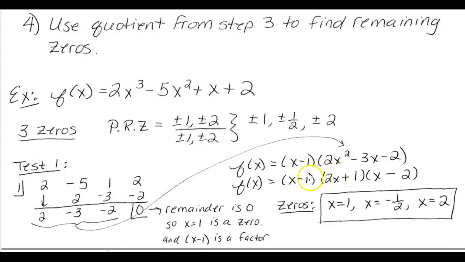Either way, we end up with 3 zeros, all 3 of them. x minus 1 gives me the 0, x equals 1. 2x plus 1 leads to the 0, negative 1/2. And x minus 2 gives me the 0 of x equals 2.